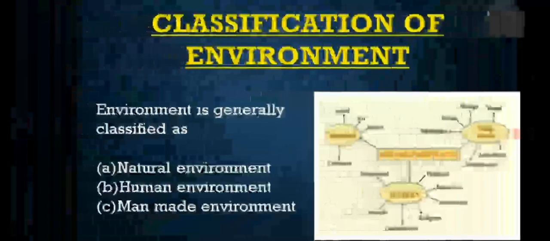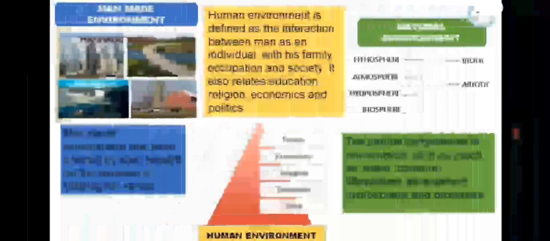Classification of environment. Environment is generally classified into three categories: natural environment, human environment, and man-made environment. See one by one. A natural environment.